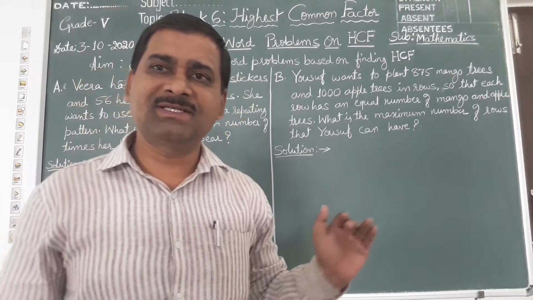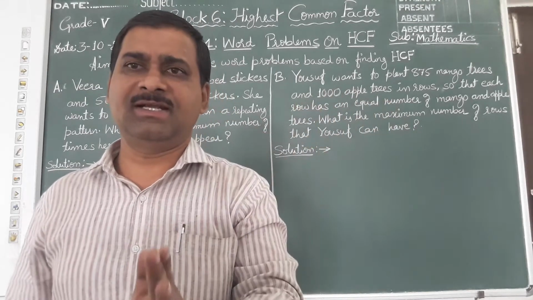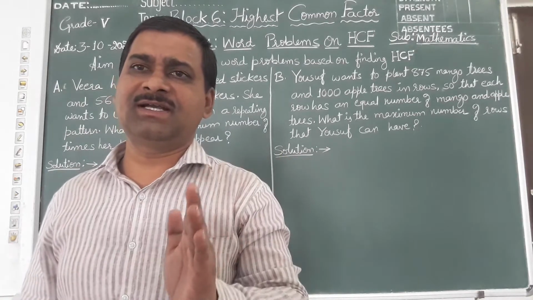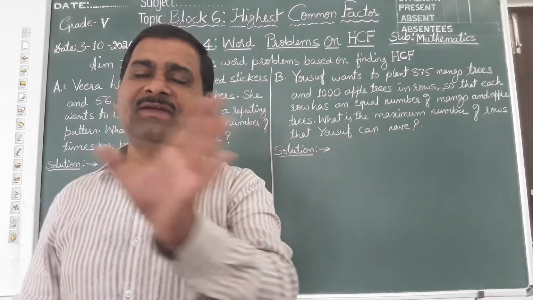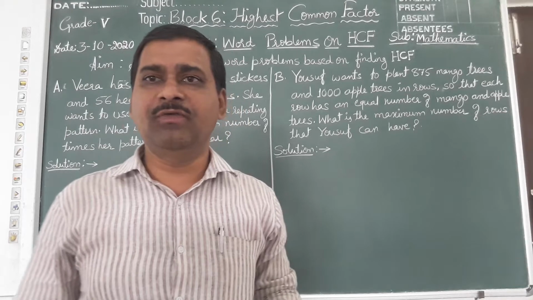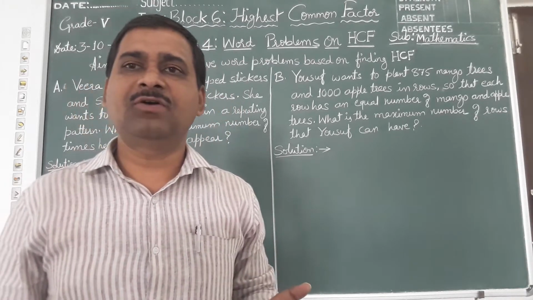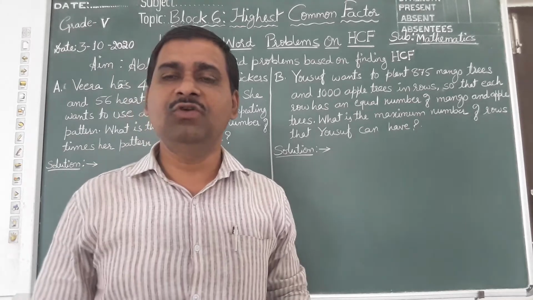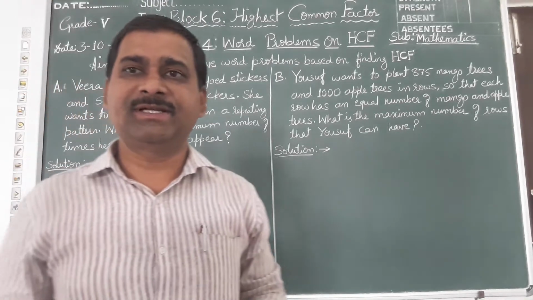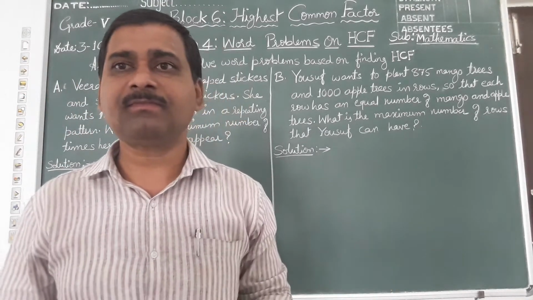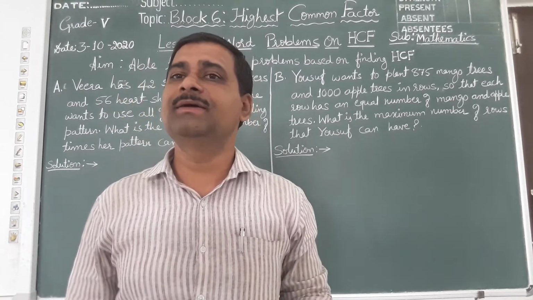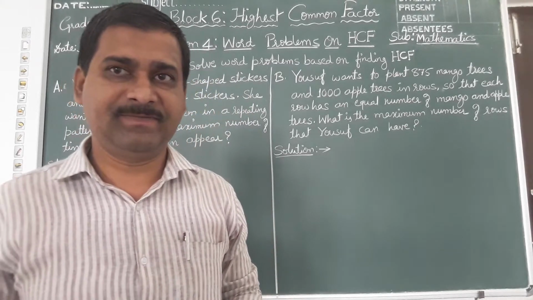Whatever we have done in the previous class, we are doing the same again in this class. But in the last class, numbers were given directly to find the HCF, and you found HCF in two ways. One was the common division method, that was lesson number 2. And in lesson number 3 you found HCF by the long division method.